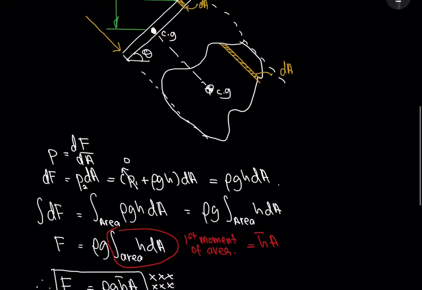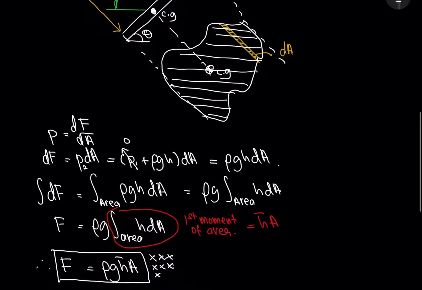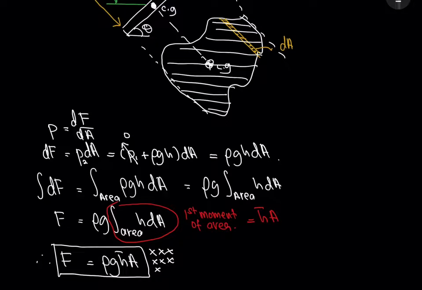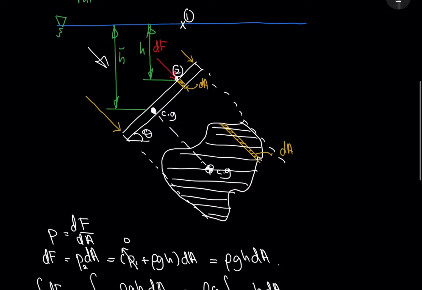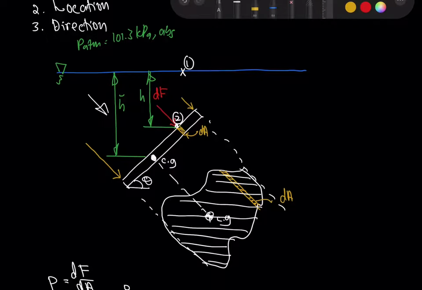The area of the whole body which is submerged, all right? So F equals rho g h bar times A. Now, if you can imagine it in 3D, actually, you can extend the line of this slanting body here.